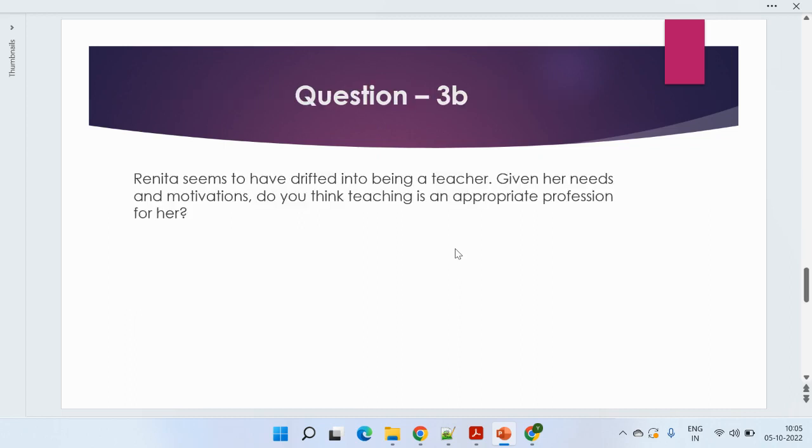Now moving to the third B question, it's again related to the third question. In the third B question, it's being asked: Renita seems to have drifted into being a teacher, given her needs and motivation. Do you think teaching is an appropriate profession for her?